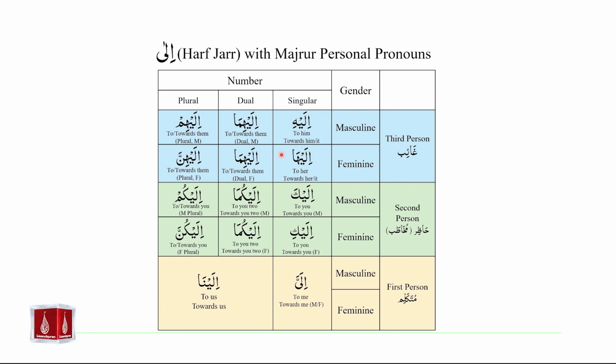Ilayha, ilayhima, ilayhinna. Ilayka, ilaykuma, ilaykum, which means to you or towards you, referring to masculine and plural. Ilayki, ilaykuma, ilaykunna. Ilayya, to me or towards me, used both for masculine and feminine, and ilayna, to us or towards us.